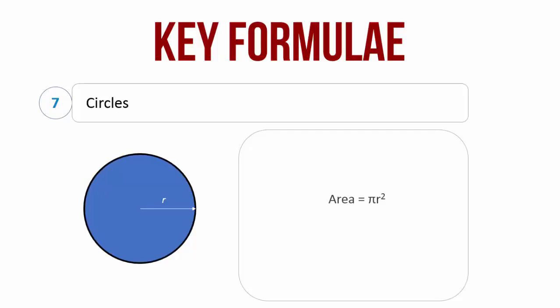The perimeter of a circle is also called its circumference. The circumference of a circle is given by the formula 2 pi into r.